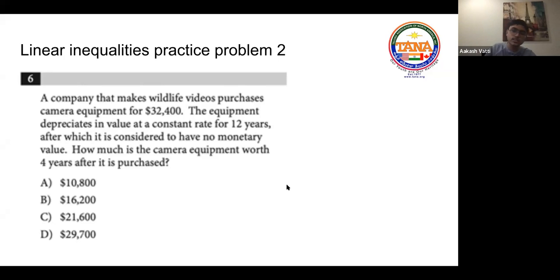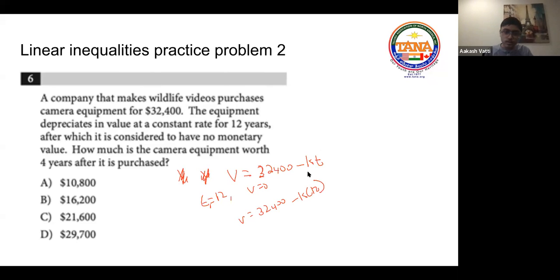So first, what we can tell is there's a function of value to time. So you have V equals 32,400 minus k of t. T is time, k is the constant rate at which it decreases. So we know that at t of 12, the value is 0. Therefore, we can plug in 12 for t. V equals 32,400 minus k times 12, and then we solve for k.